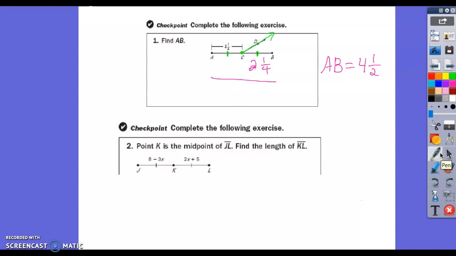Now, this one is interesting. I want you to pause and look at it and read it and then listen to what I have to say about it, okay? So point K is the midpoint of JL. It's right in the middle, okay? That means these lengths are the same. How do we show lengths are the same in an equation? Because we're going to have to write an equation to solve for this value of x, to show that they're equal or the same. And here's how you do it. 8 minus 3x equals 2x plus 5.